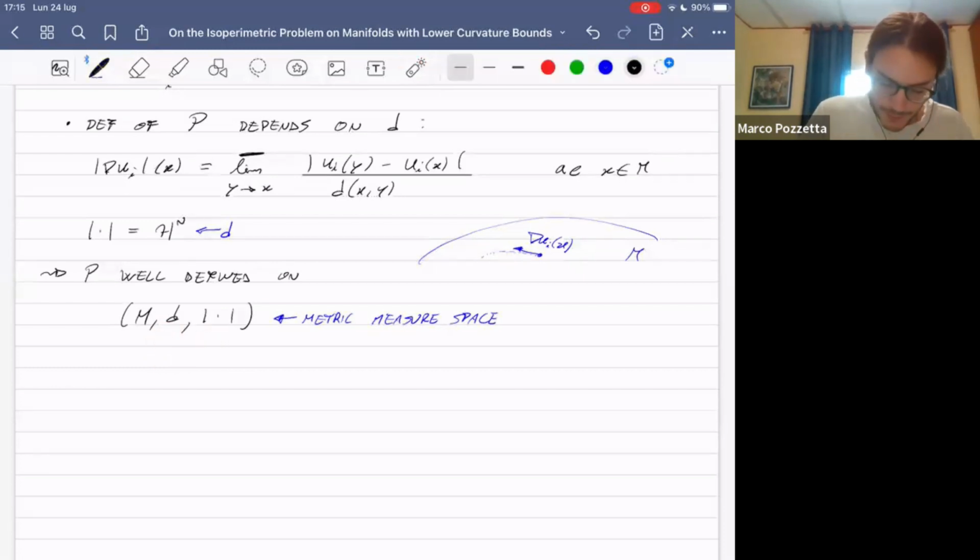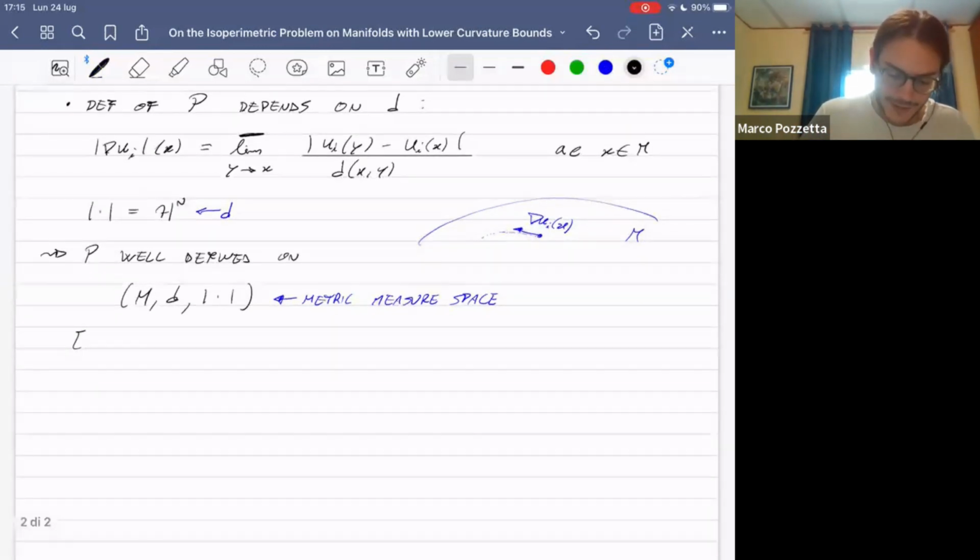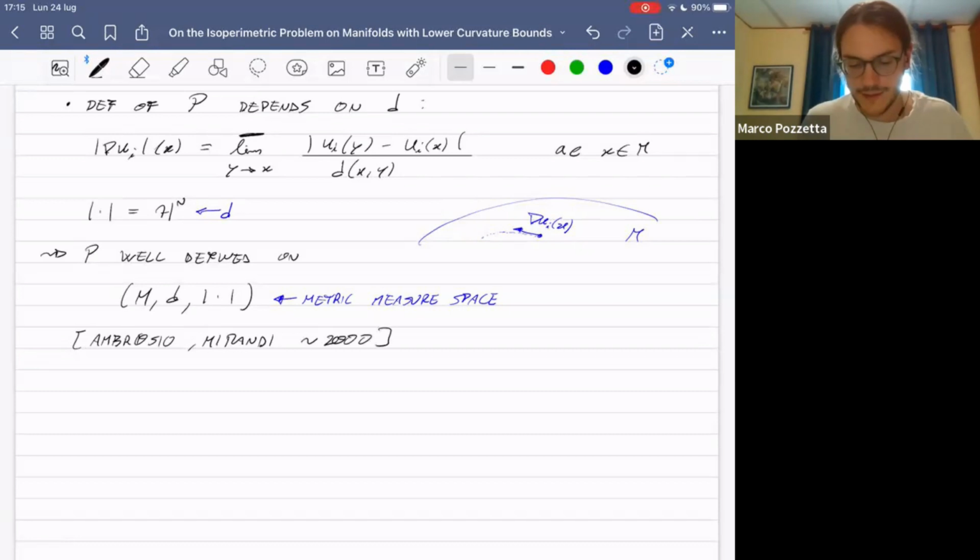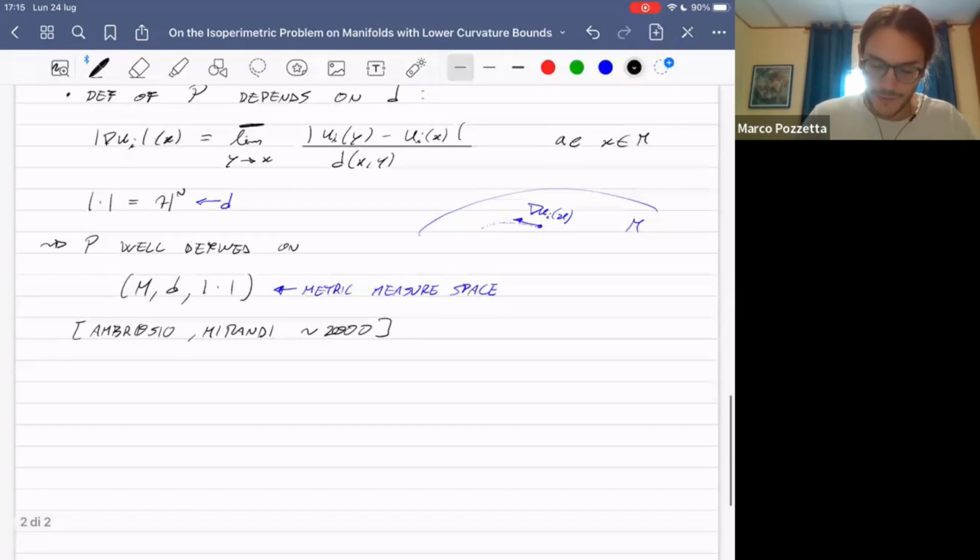This is actually the intuition, by the way, just to quote somebody, behind the definition and the study of perimeter and more generally BV functions on metric measure spaces. There is today a well-established literature, starting, for example, from the works by Ambrosio and Miranda around 2000, where they started looking at this definition as a relaxation and at all its consequences. So this is the second remark about the definition of perimeter that we will remember for the next lecture.